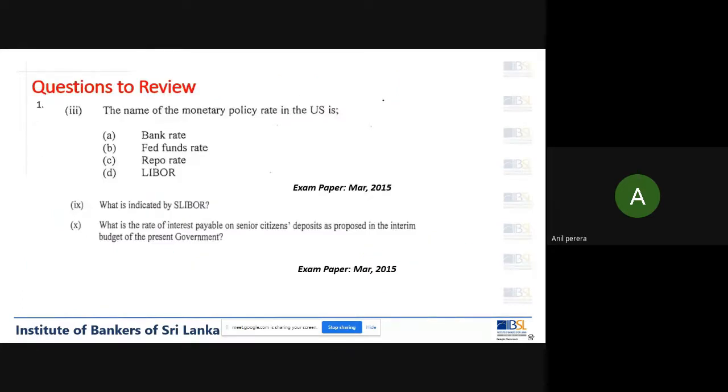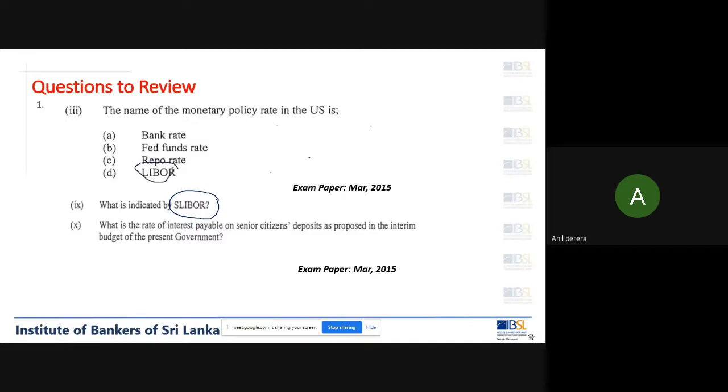Okay, now when we have these exam questions, I think you can attempt these exam questions on your own because most of the things we have covered. Now, I will give you one or two answers which have not been covered in the discussion. Now, there's one particular point here, SLIBO.